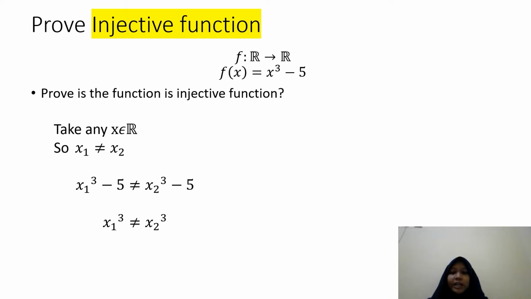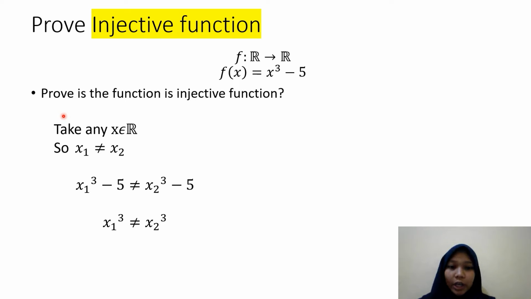Now let's try to prove this function. So the question is this. A function from R to R where f(x) is x cubed minus 5. Prove the function is an injective function. So to make it simple, because we are told it is an injective function, just try it using the definition of the injective function. First, we take any x element of R.